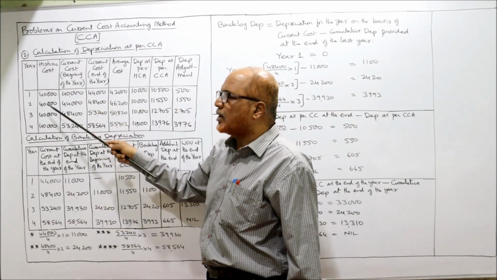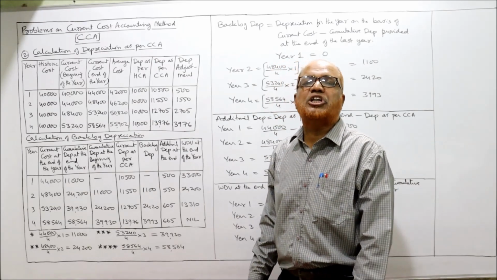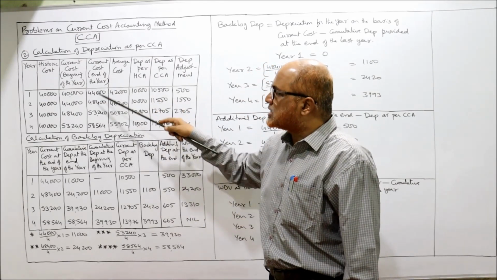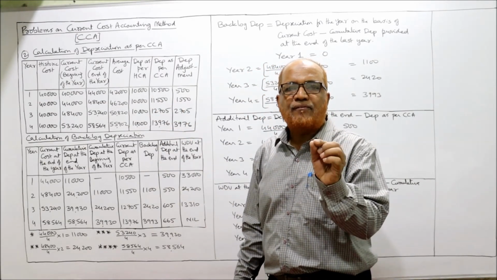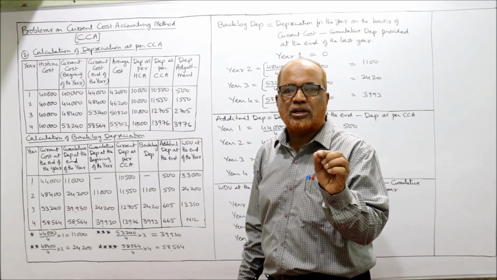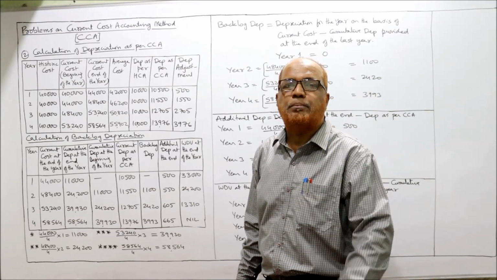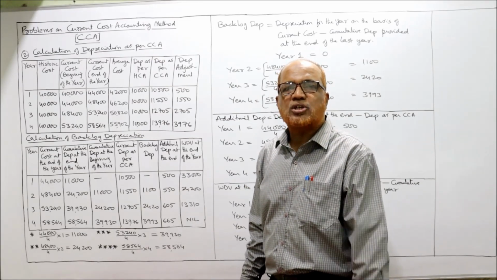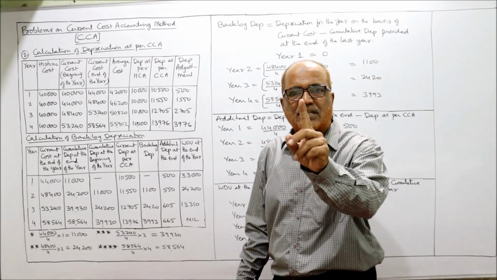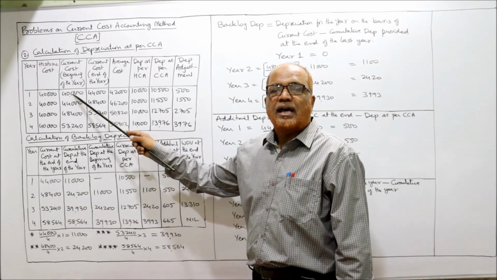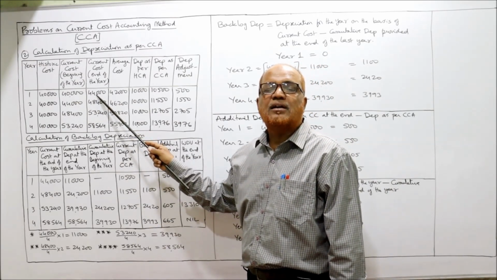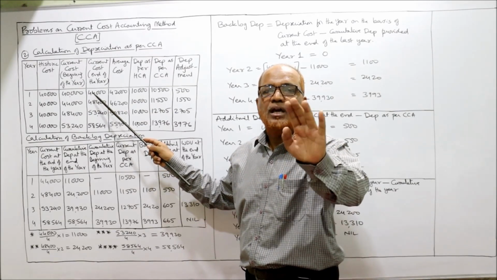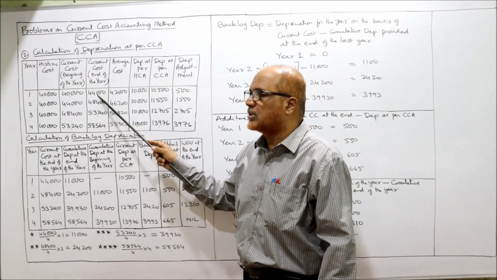So, calculation of depreciation as per CCA. Year 1, 2, 3, 4: historical cost. Historical cost is given in the problem, 40,000. Now current cost at the beginning of the year and current cost at the end of the year. First of all, every year the value of the machine is increasing by 10% because of inflation. So at the beginning of the first year, the value of the machine was 40,000. At the end of the first year, the value will increase by 10%. So 40,000 into 10% is 4,000. Increased by 4,000, it will be 44,000.